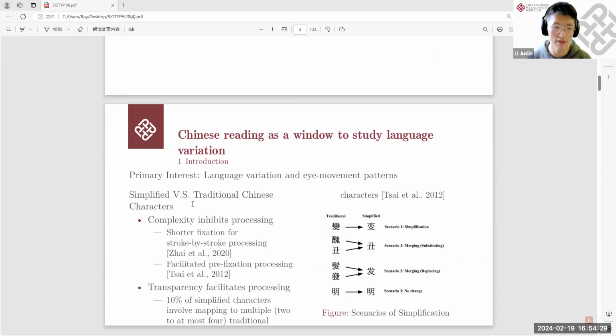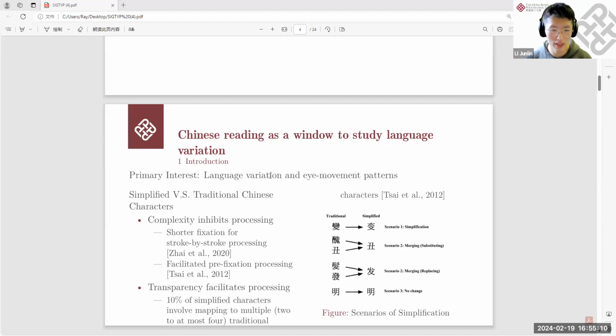So in Chinese, we have simplified and traditional Chinese characters. Each of these different writing or orthographic systems has its own advantage in terms of language processing. We can suppose that simplified Chinese characters are easier to process because the orthographic complexity is reduced. However, we can also assume that traditional Chinese characters are easier to process because the transparency is well preserved.